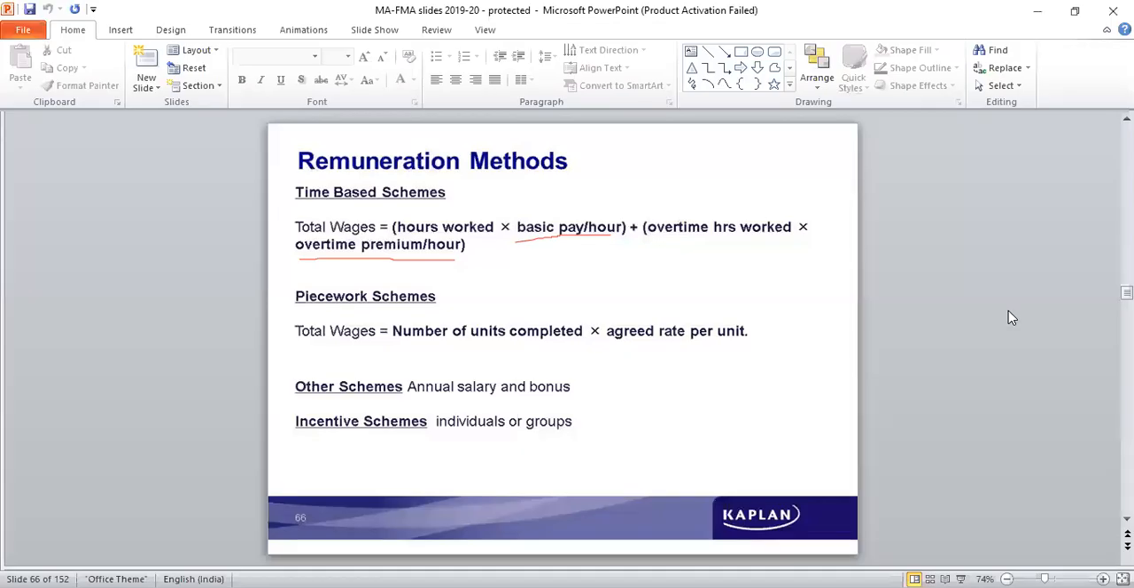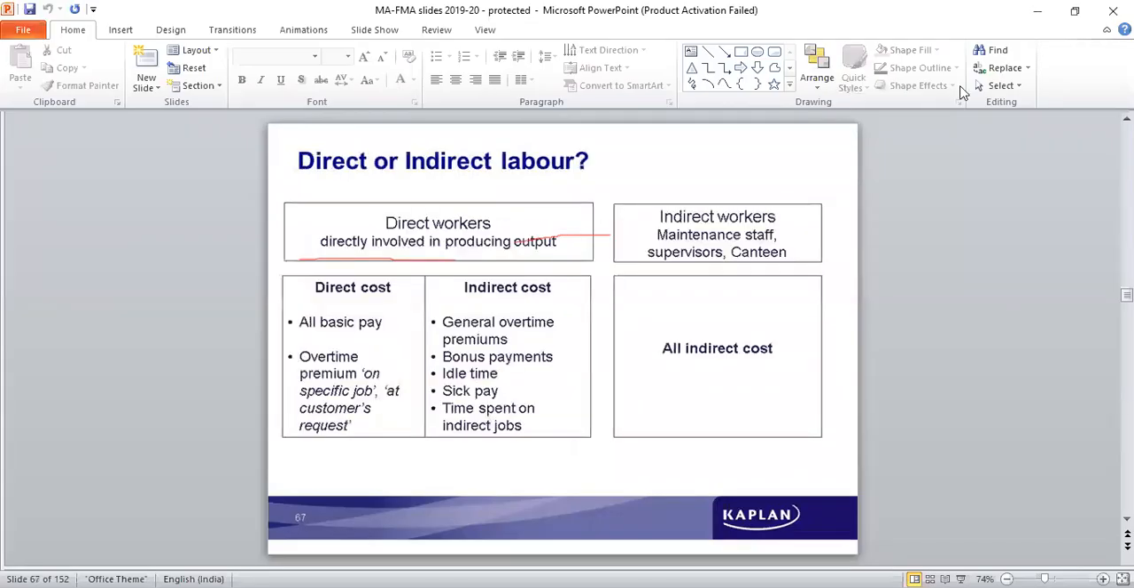Incentive schemes: incentives are given if a target is set and they accomplish the target. They are paid as individuals, or if they are working in a group, the entire group is entitled to receive this incentive. So incentives are paid either individually or group wise.